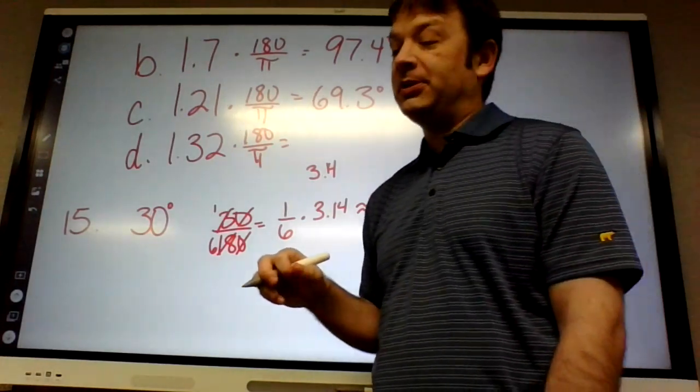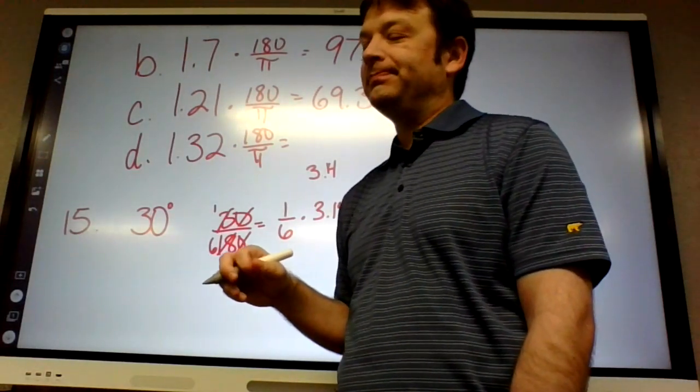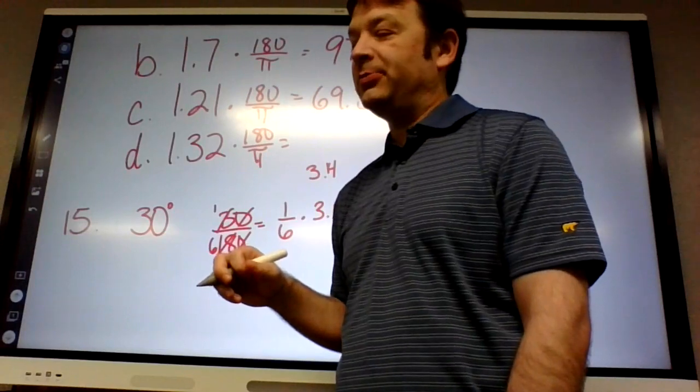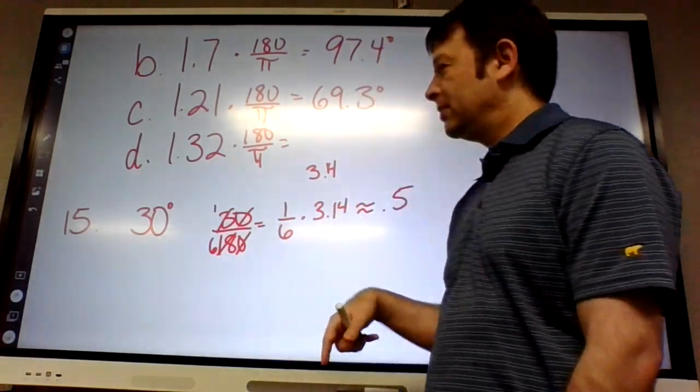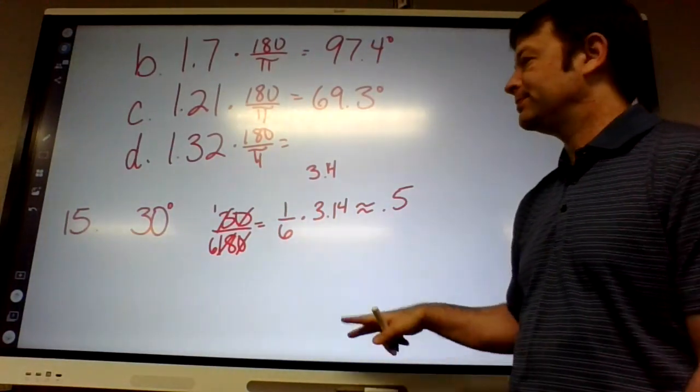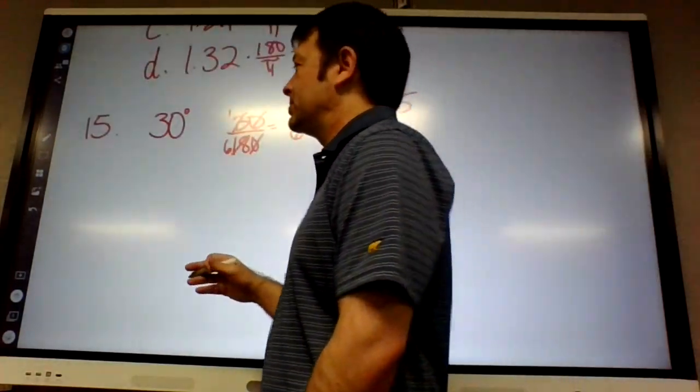16 is easier because it's slightly more than 90 degrees, so it should be slightly more than half of 3.14. You just have to get in the ballpark. It just says guess to me.